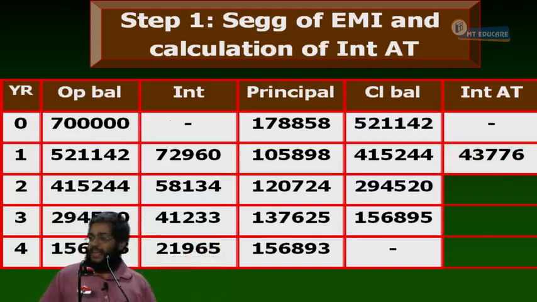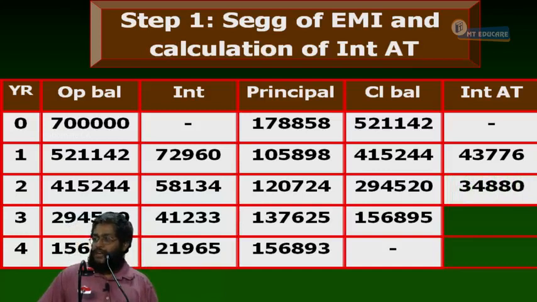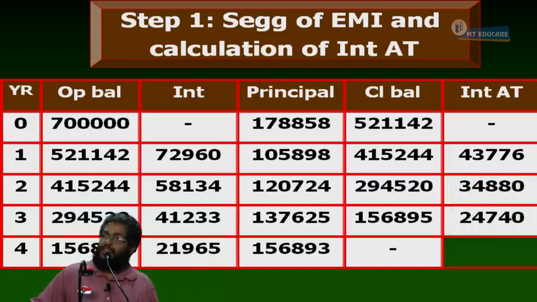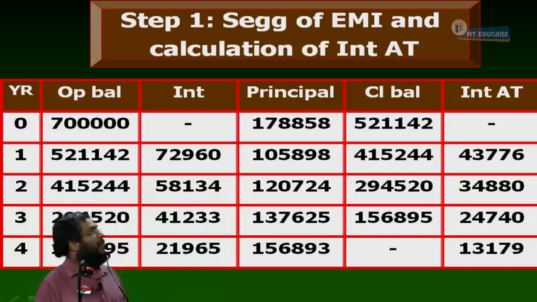Now. Next is 58,131 into 60%. 34,880. 41,233 into 60%. 24,740. 21,965 into 60%, 13,179. Now, stop writing.